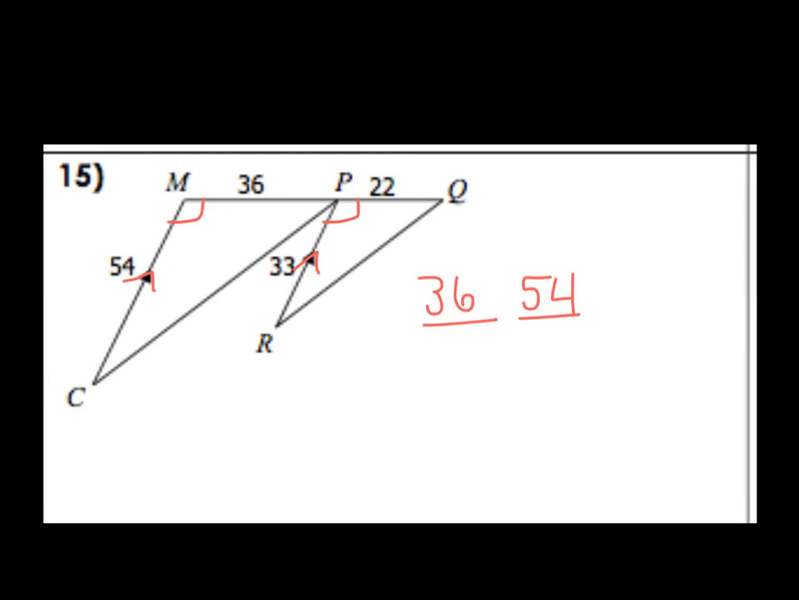So I write the two sides of my triangle on the left from least to greatest. That's 36 and 54. Both fractions simplify to 18 over 11, so they are definitely similar.